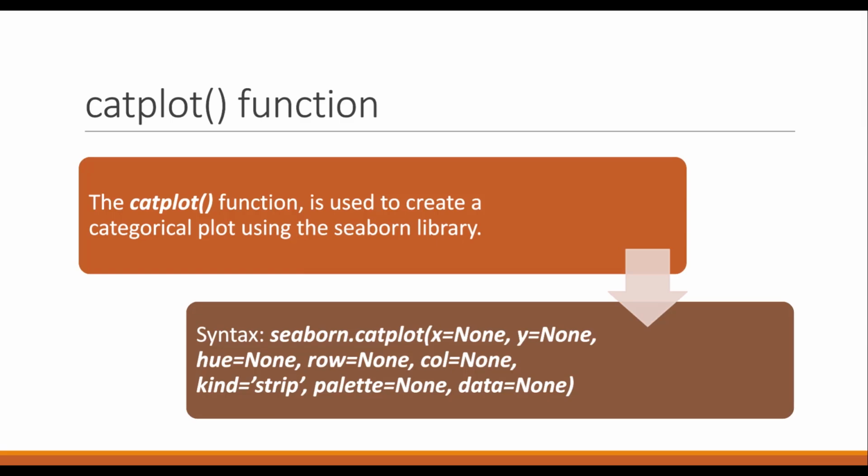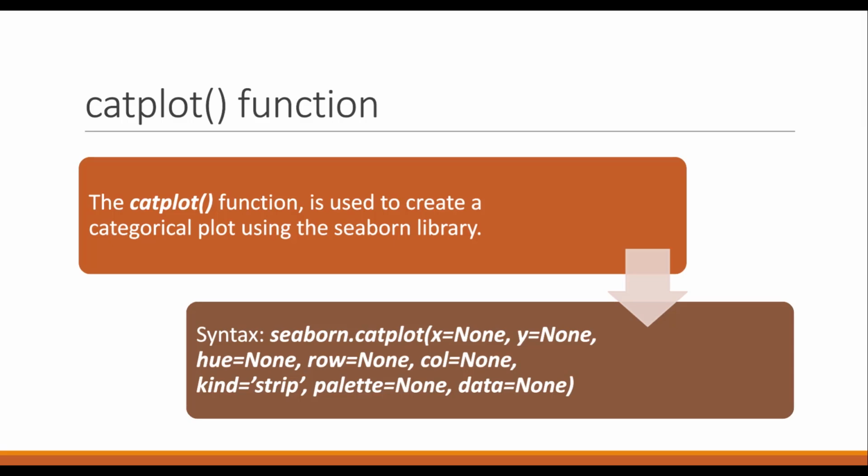So the catplot function is used to create categorical plots using the Seaborn library, and the syntax of this function is seaborn dot catplot, and in parentheses we pass different parameters. The first two parameters are x and y. These are the data points that define the x and y axis location. The next one is hue. It is a grouping variable that will produce components with different color.